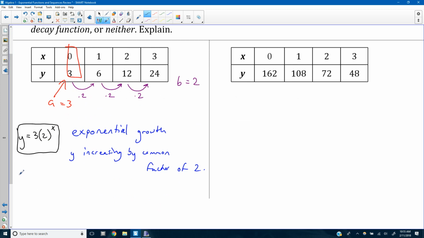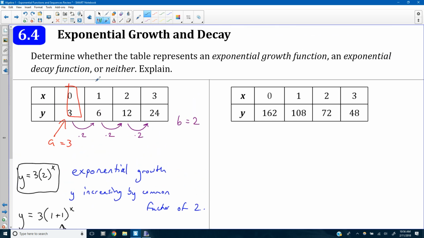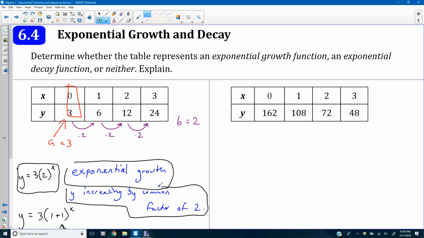If you wanted to write it with that exponential growth model stuff we did before, that's 1 plus 1. The reason I say that is because this means a 100% increase. You are doing a 100% increase, you are doubling your amount. Kind of sweet. Anyway, that's totally exponential growth for this reason. Y increasing by a common factor of 2.